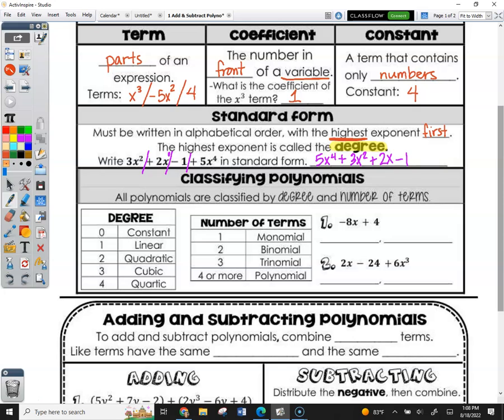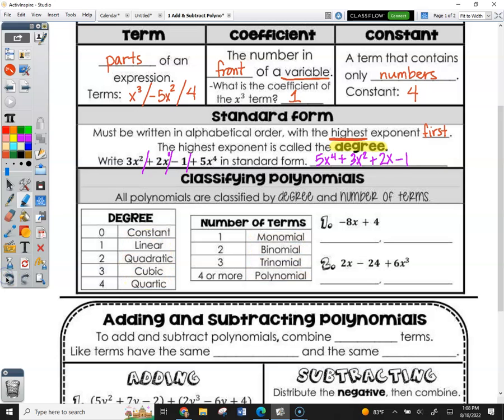Okay, the next part. When you're talking about polynomials, you're discussing it based on 2 things. One is the degree, so the highest exponent, and the other is how many terms it has total. Okay? There are vocab words associated with this. You need to know all of these. You need to know them. Now, they're self-explanatory. They really are.